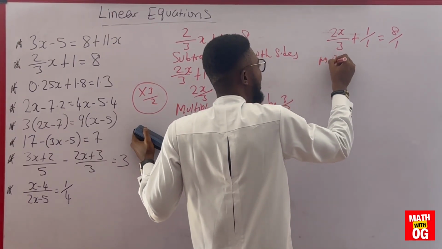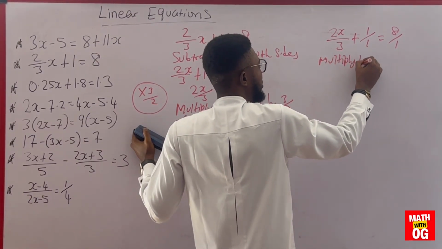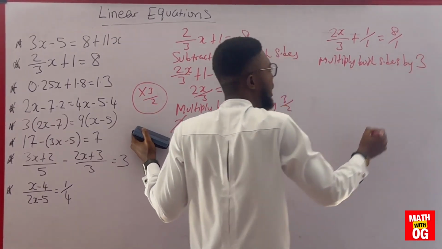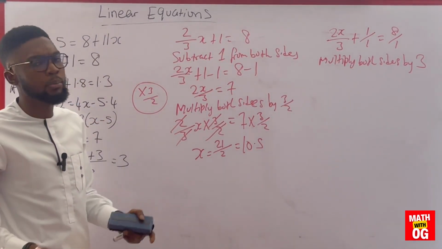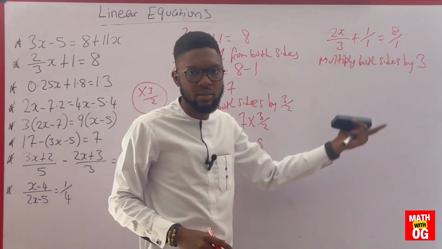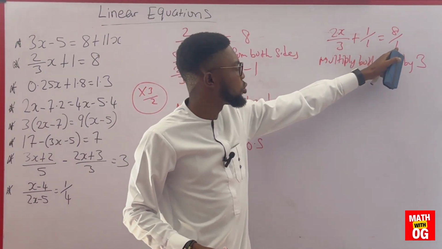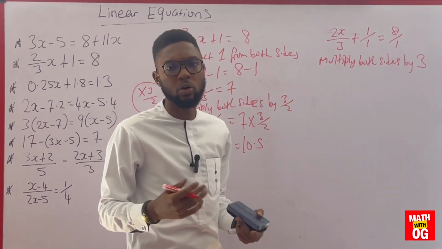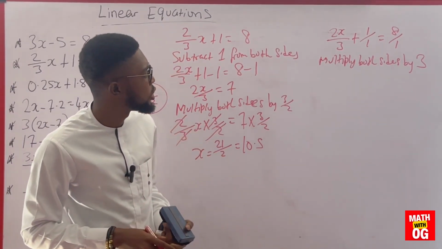I can say multiply both sides by 3. Why am I multiplying both sides by 3? Because I'm 100% sure that the LCM of 3, 1 and 1 is 3. So suppose I was having a 7 here, the LCM becomes what? 21. So I'll multiply through by 21.